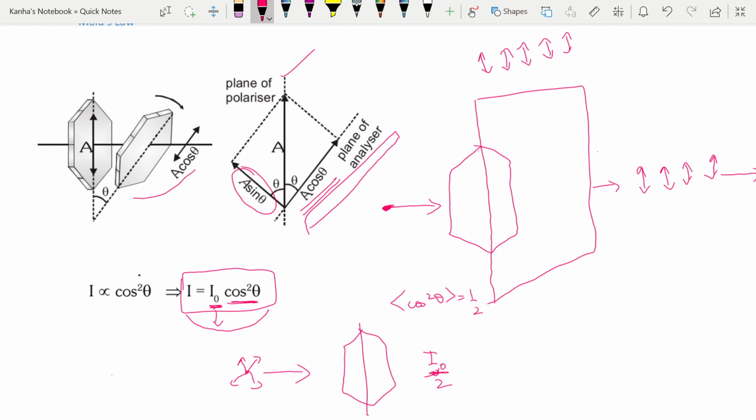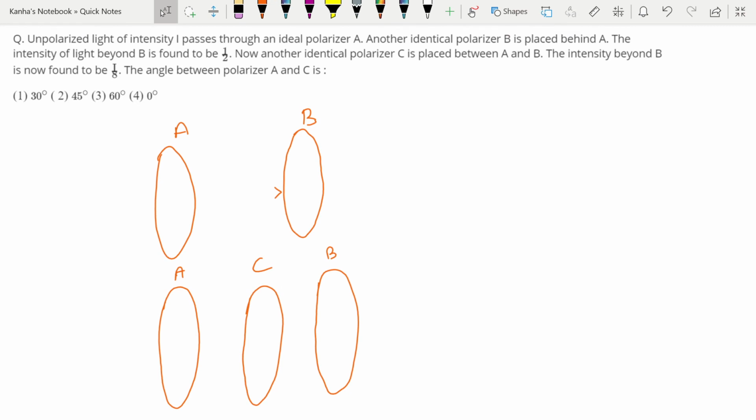Okay, and this will be polarized in the direction of the polarizer. Let's look at a question. Unpolarized light of intensity I passes through an ideal polarizer A. Another identical polarizer B is placed behind A, which I have done in situation 1. The intensity of light beyond B is found to be I by 2.